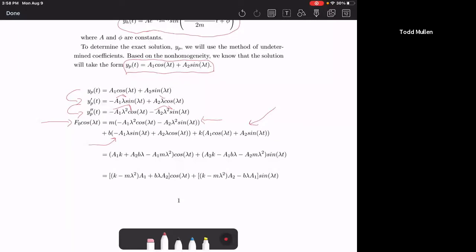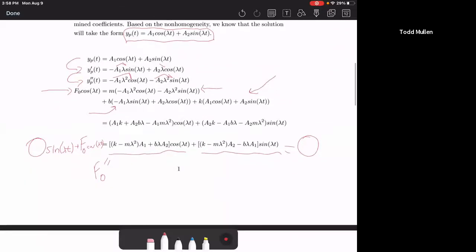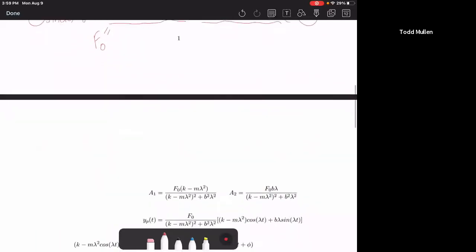Now, we're going to break this up to the best of our ability so that we have a cos term and a sine term. Now, you know how this would go. We would set this as 0 times sine lambda t plus F naught times cos lambda t. And then we would say 0 is equal to this, and F naught is equal to this. That would take a lot of steps, and we'll just skip straight to what the values actually come out as.